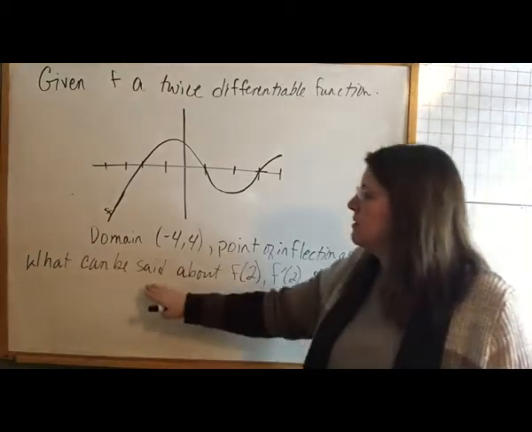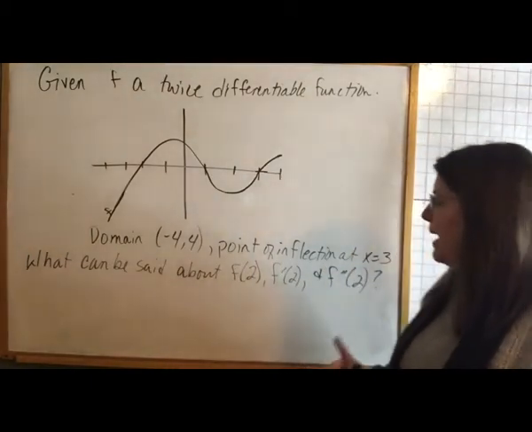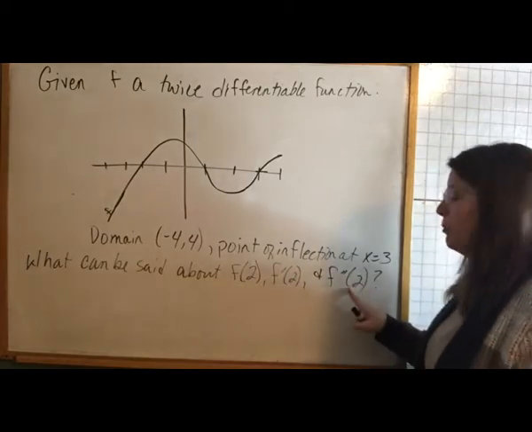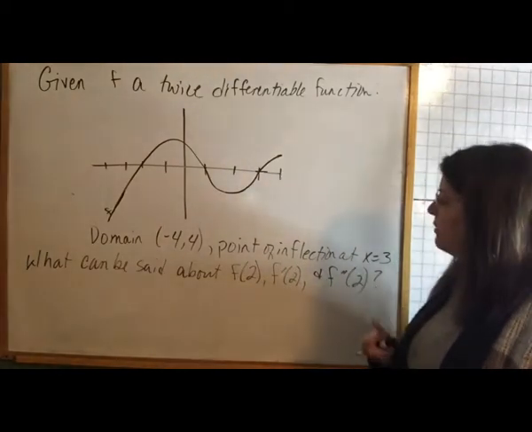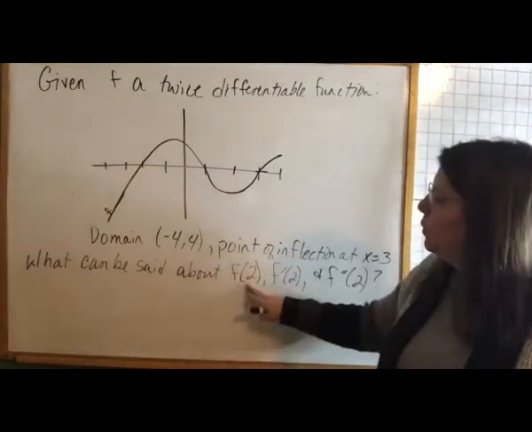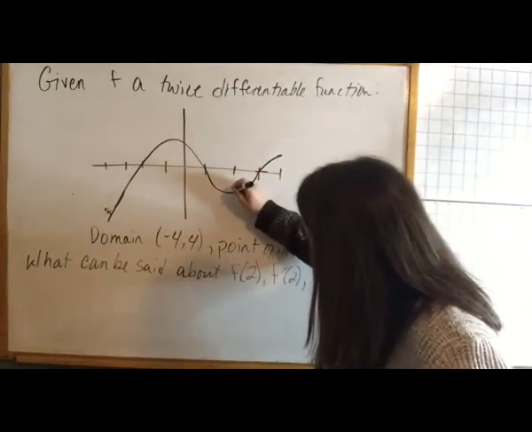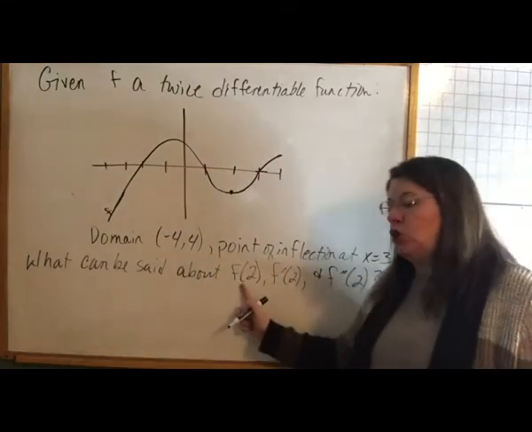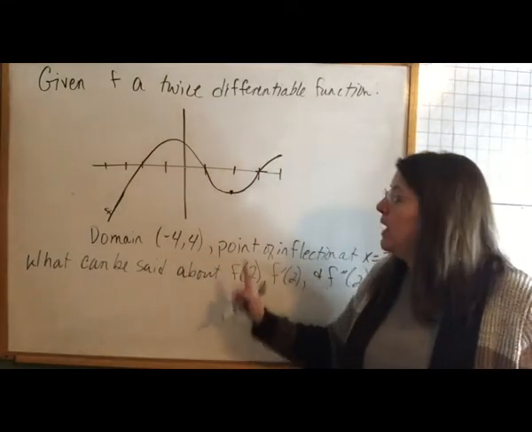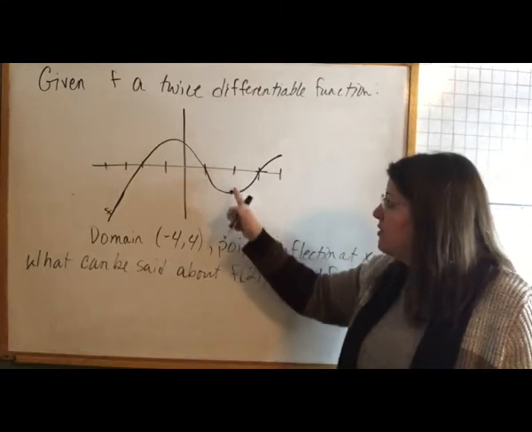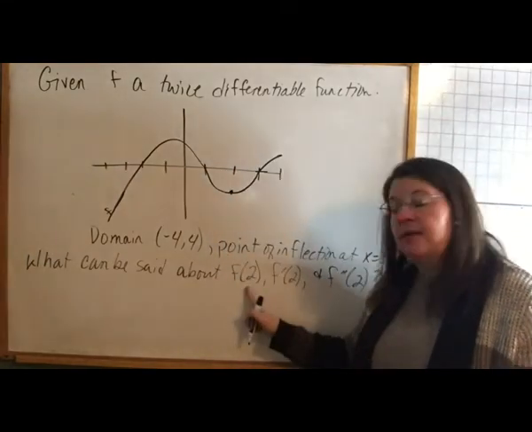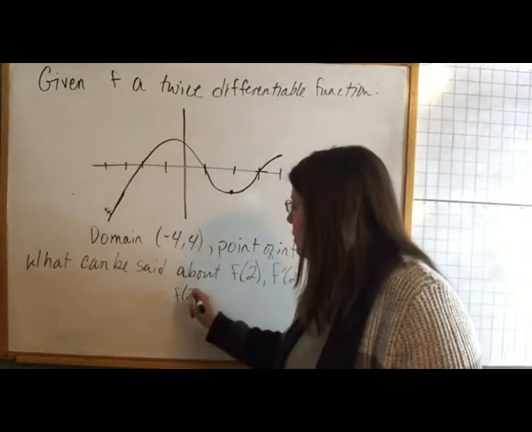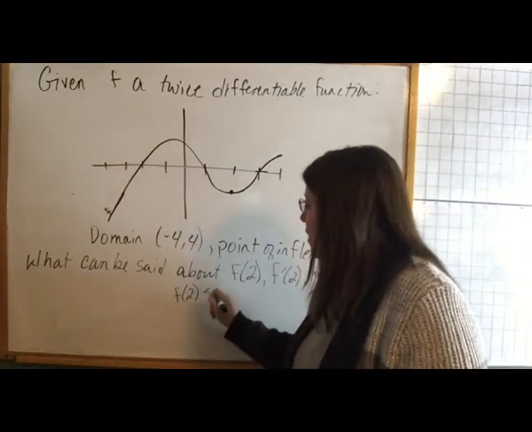And then they want us to state what can be said about f of 2, f prime of 2, and f double prime of 2. Okay, well, let's think about that. f of 2, well, we don't know. We know this is where f of 2 is, right? But do we know what f of 2 is equal to? We do not. We know that it's below the x-axis. So we know f of 2 has to be negative, okay? So we know f of 2 is less than 0.